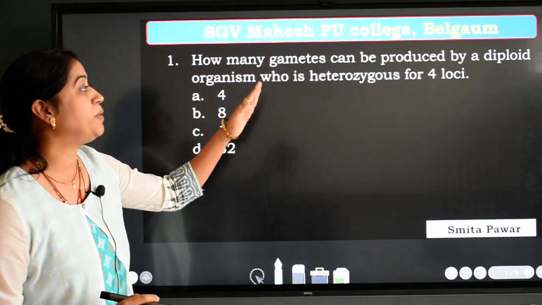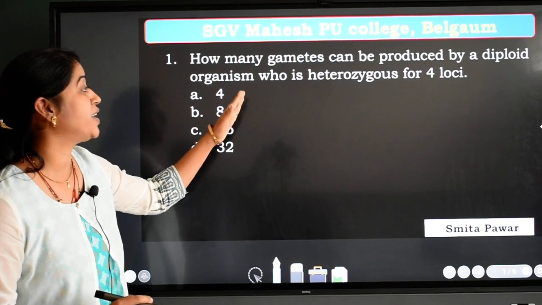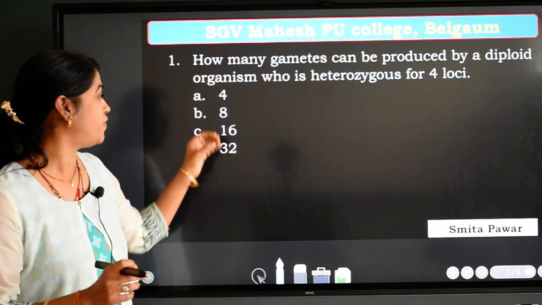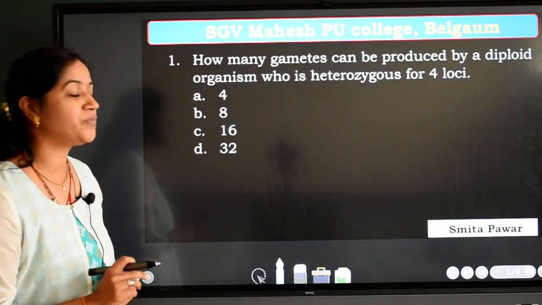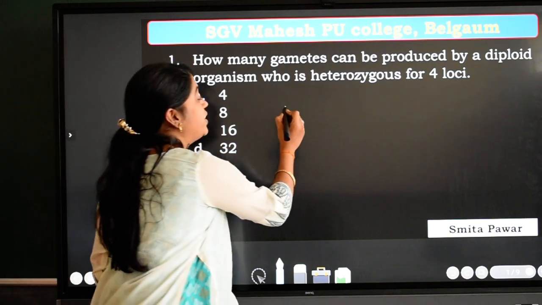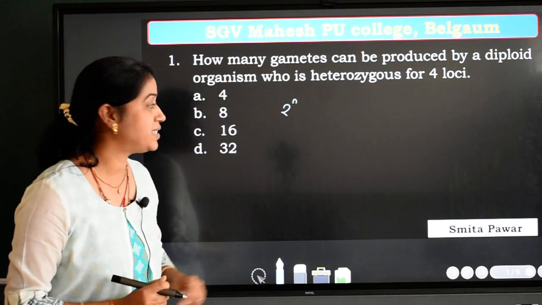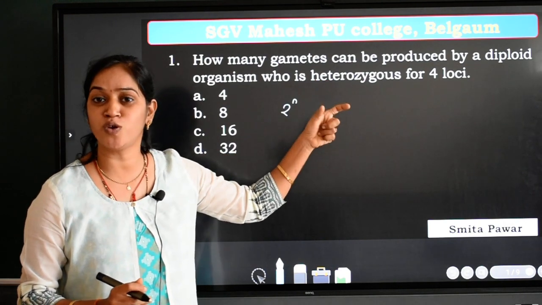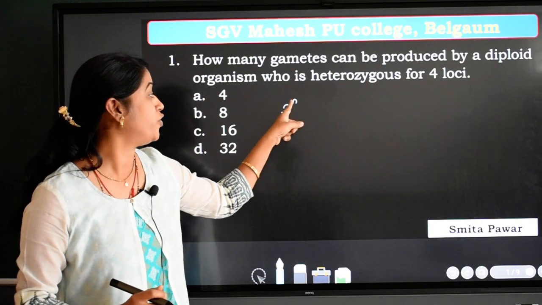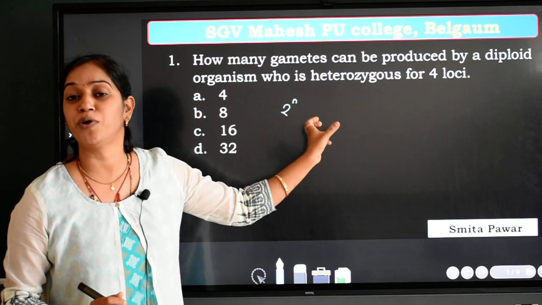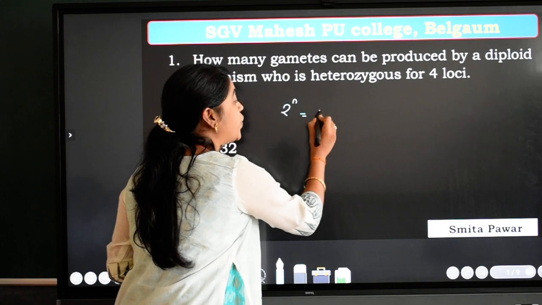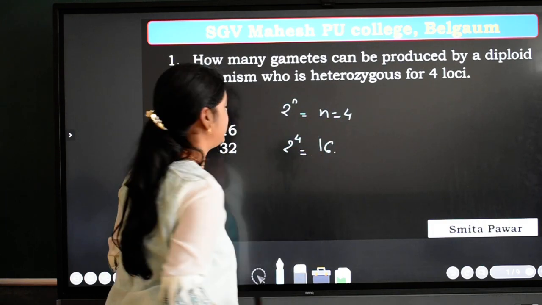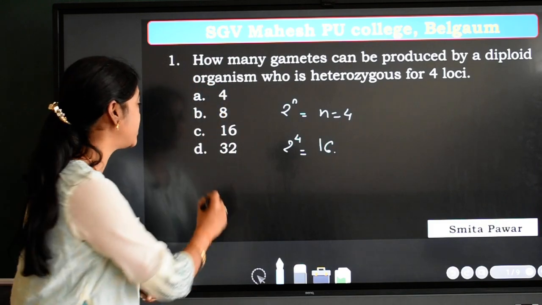How many gametes can be produced by a diploid organism who is heterozygous for 4 loci? Options are here. See students, instead of discussing too much, I will give you one shortcut here. We have got one formula, that is 2 raised to n, where n stands for the number of heterozygous conditions. If you replace n with that, you will get the number of types of gametes. So here n is equal to 4, so 2 raised to 4 is 16. So the answer for this question is 16.